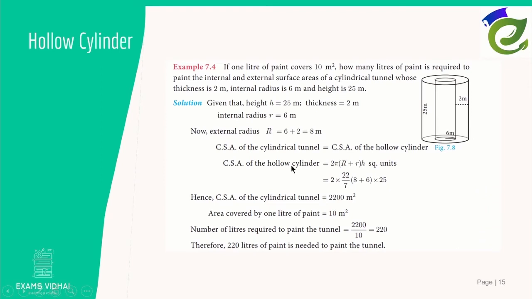Example on hollow cylinder. If 1 liter of paint covers 10 meter square, how many liters of paint are required to paint the internal and external surface areas of a cylindrical tunnel whose thickness is 2 meters, internal radius is 6 meters and height is 25 meters? Solution.